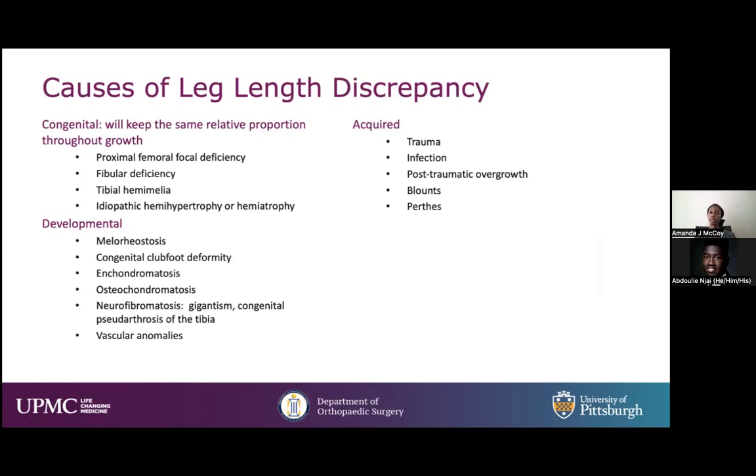So now we're going to move on to something that's very related to deformity. We're going to look at leg length discrepancy. And there are multiple causes of leg length discrepancy. Usually you kind of think about it in like 2 to 3 big groups.